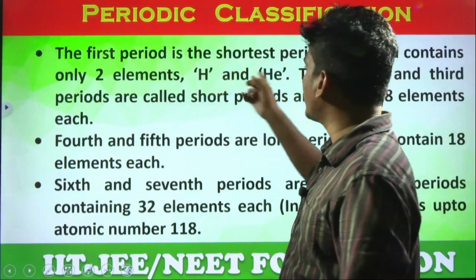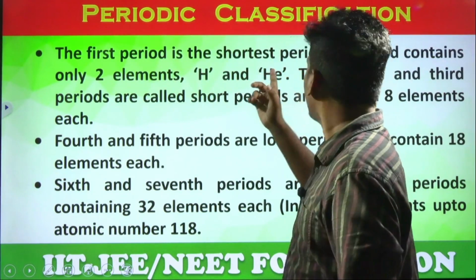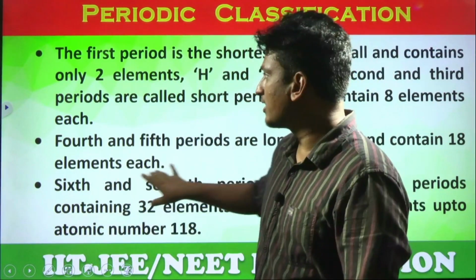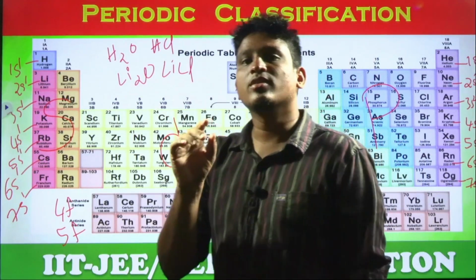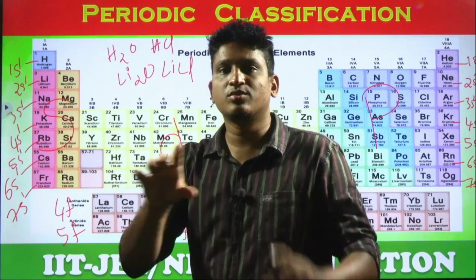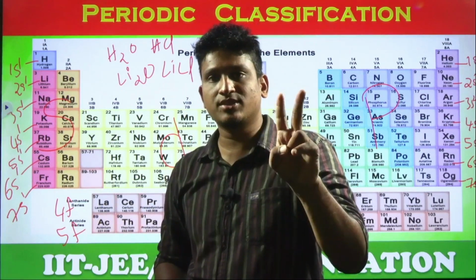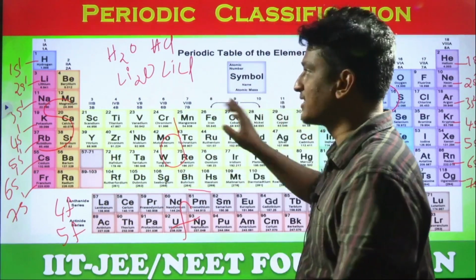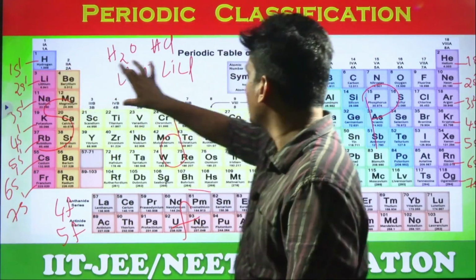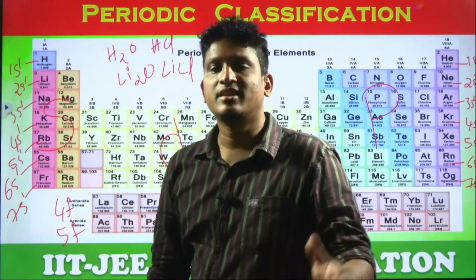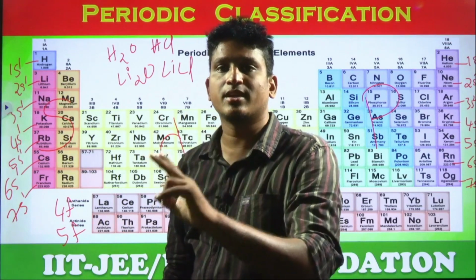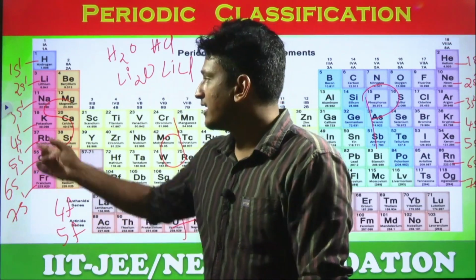The first period is the shortest period of all and contains only 2 elements. Yes sir, no? Look at the first period. It contains how many? Hydrogen and helium. Why only 2 elements? Because of 1s1 and 1s2 configurations. Only 2 configurations are there, students. First shell, that is finished. So only 2 elements. Second period, third period contain how many elements? Check. Total 8 elements are there. Why 8? 2s, 2p, 3s, 3p; s has 2 electrons, p has 6 electrons. 2 plus 6, 8.